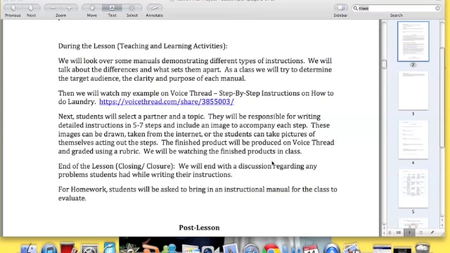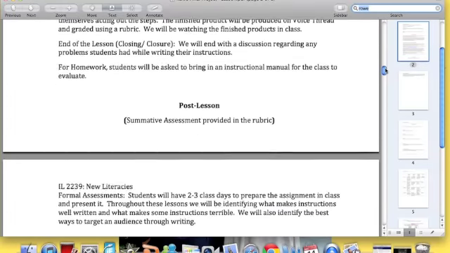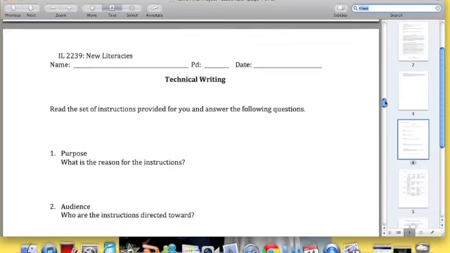When they're finished, their product's going to be put on VoiceThread, and we're going to watch them in class, and I'm also going to encourage the other students to comment on them. Below here is the grading rubric that I'm going to be using to assess them.